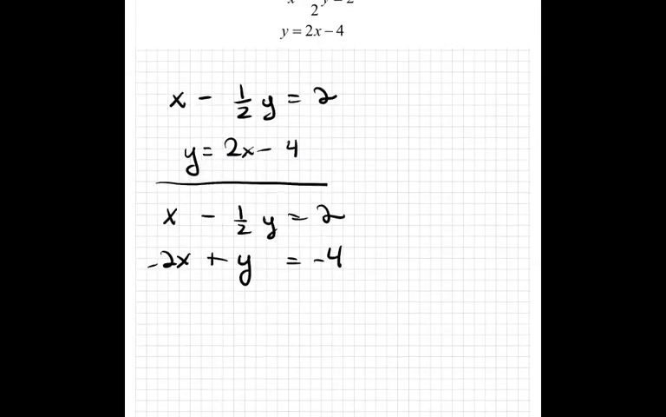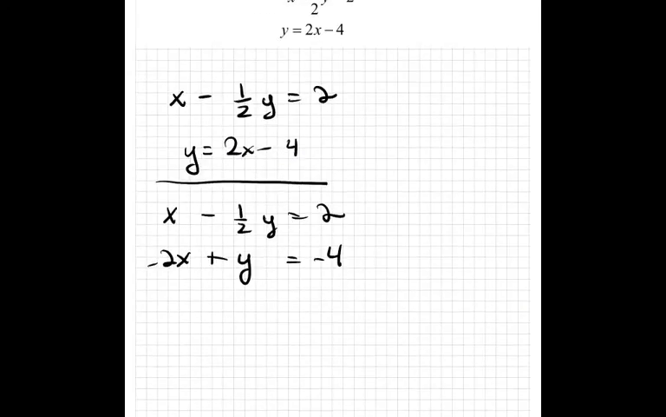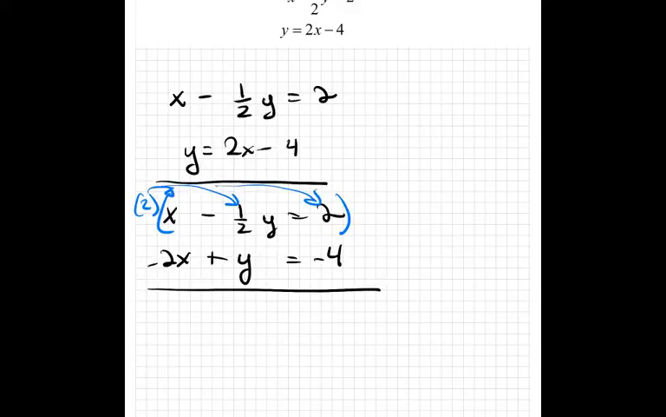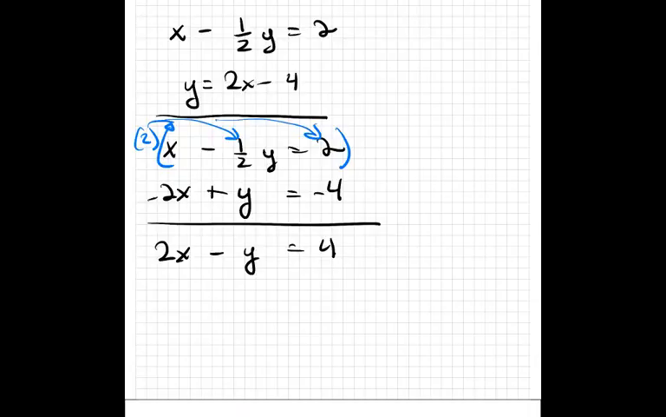Okay. So now the goal is to choose a variable. We want the number in front of the variable to be the same, but have opposite signs. So I'm going to cancel out the x. To cancel out the x, we can multiply that first row by 2. Multiply by 2, it should work. Okay, let's see what happens. So then we'll get 2x minus half of 2 is 1, so that's going to be negative 1y equals 4. And then this other one is just negative 2x plus y equals negative 4.